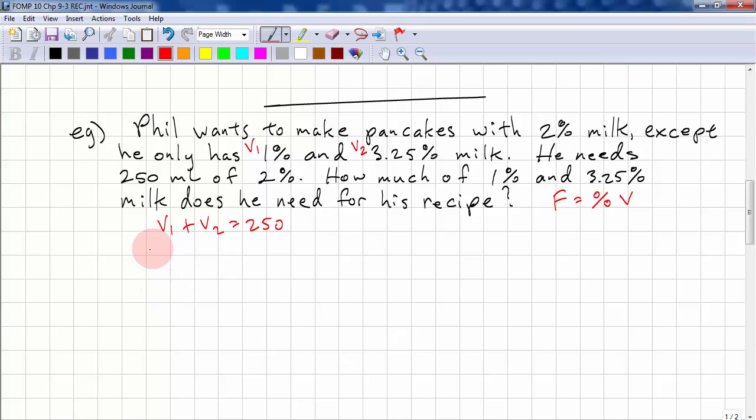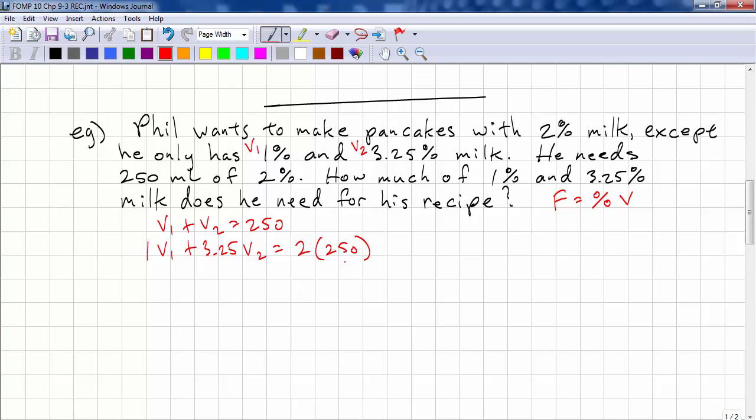We can just use a straight percentage because the percentage is everywhere, rather than using decimals, because we're not interested in the amount of fat, we're just interested in the volume. So we have 1 times V1 plus 3.25 times V2 equals 2% times 250 milliliters, that's volume. See how all the expressions work out to be the same? Percent times volume, percent times volume, percent times volume. So we're dealing with the same units.